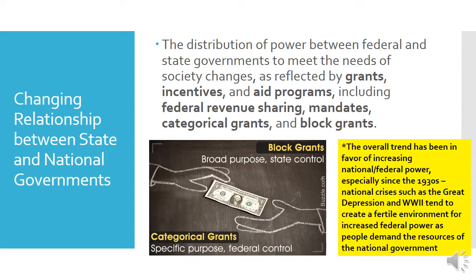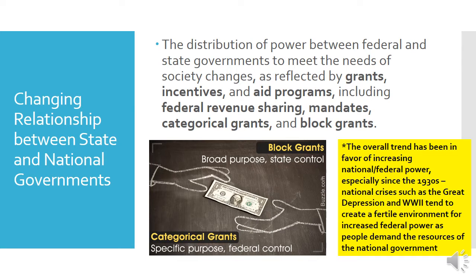So these are different ways that the government shares power with states. We're going to talk about a few of these: grants, incentives, aid programs, federal revenue sharing, mandates, categorical grants, and block grants. So we're going to talk in just a second about block grants and categorical grants. This is money that is being given by the federal government to state governments with, depending on the type of grant, some different amount of restrictions attached to it.